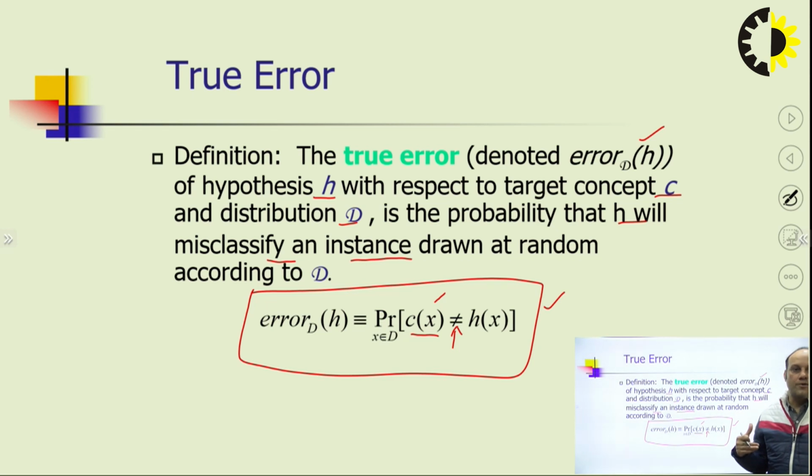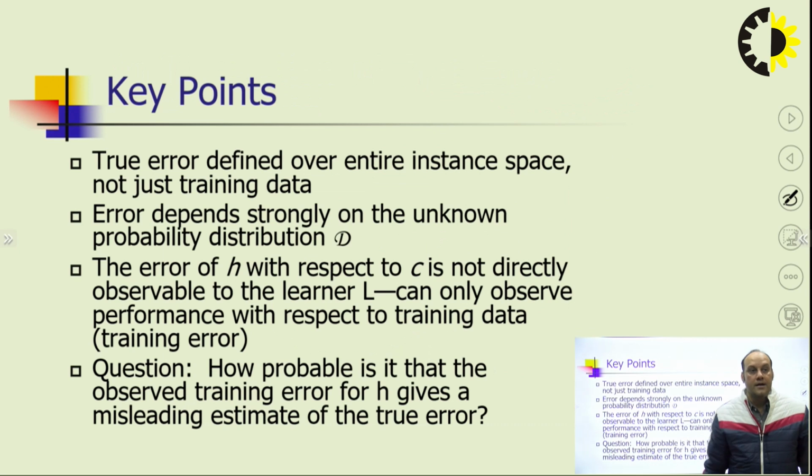There is always a probability of this error coming, because we are going to implement on future instances, right? We do not know what future instances are coming from the hypothesis. So there is always a true error. The key point to keep in mind is that it is always defined over the entire instance space, not specific, on the full entire instance space, not just the training data.